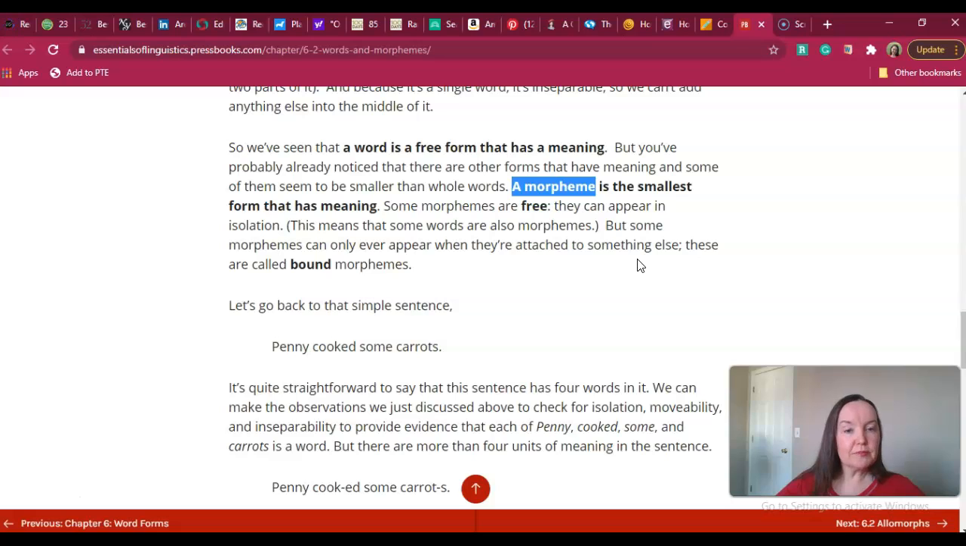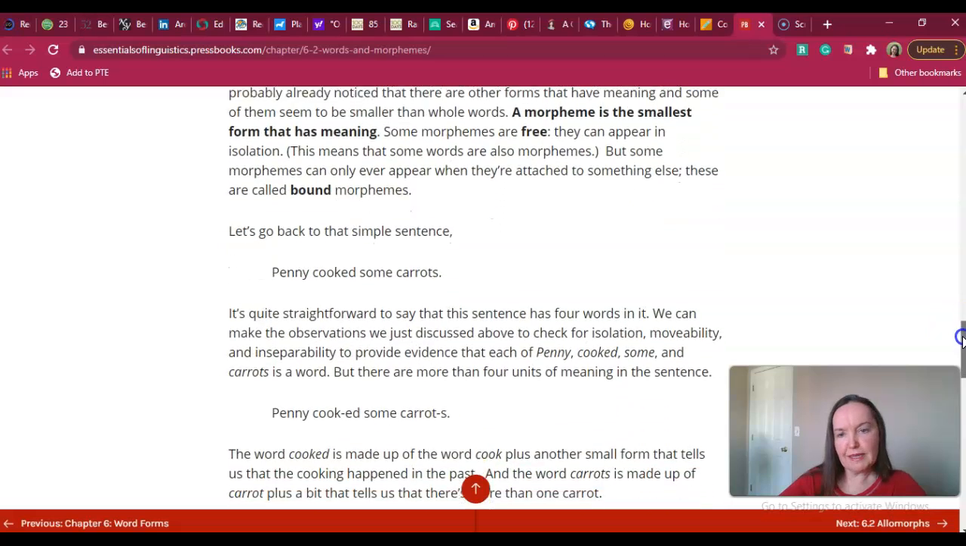Some of these morphemes are free. So you can pick any word that can exist in isolation, like cat or man or book or blanket, and that's a morpheme. It's a free morpheme because it can exist by itself. It doesn't have to be attached to something else to have a meaning, and you can move it around within a sentence. So that is a free morpheme. The other category of morpheme that we have is the bound morpheme.